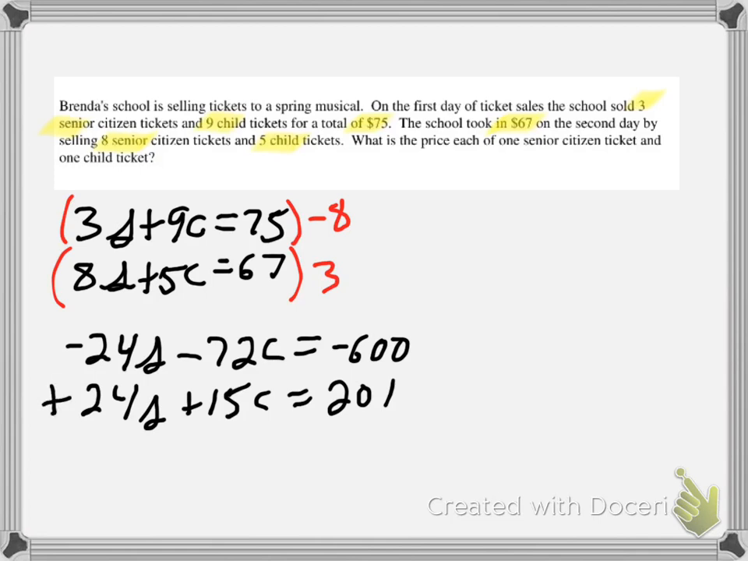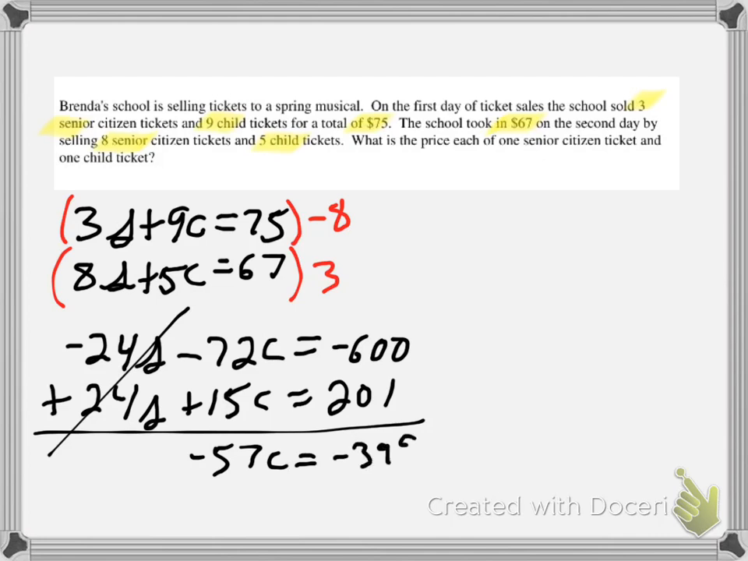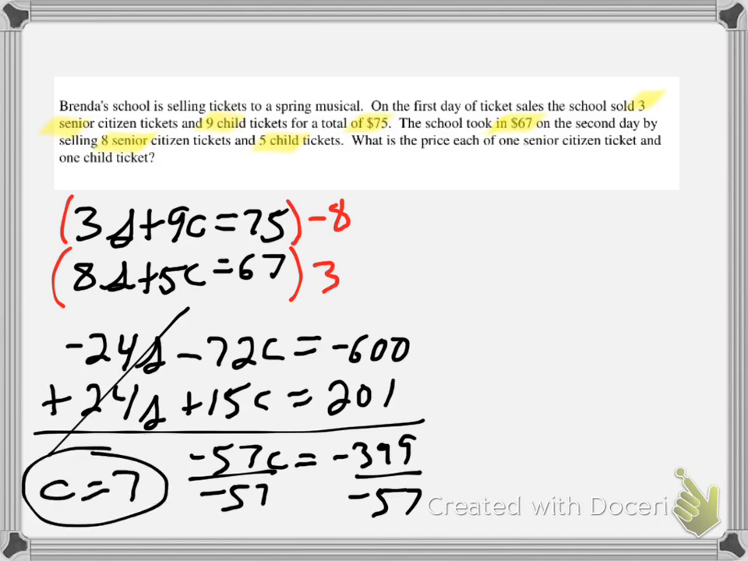Alright, well now I have my opposites. I can go ahead and add those two things down. My s's cancel. -72 and 15 will give me -57. And -600 and 201 is -399. So, I divide by -57 on both sides. I end up getting that my c is equal to 7. Alright, so the child tickets are $7.